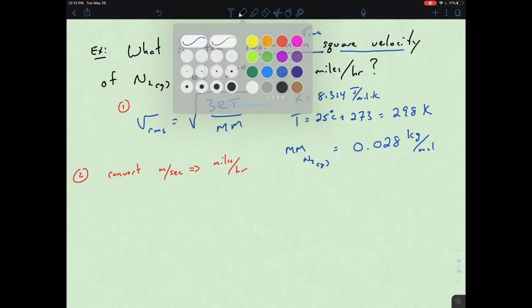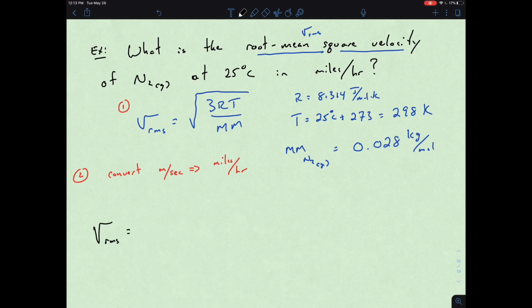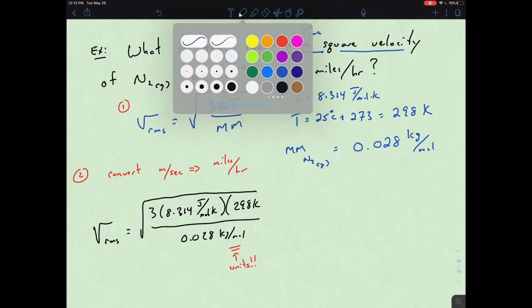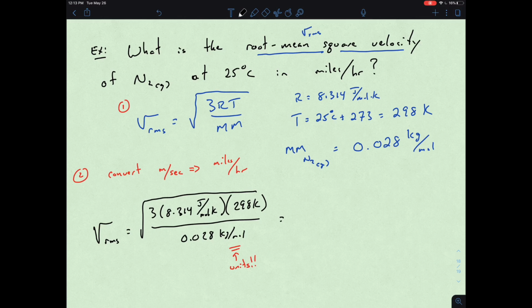So if we now plug in our values, we have 3 times our 8.314. We have our temperature, 298 Kelvin. Our molar mass, again, want to stress the units. And we end up with a root mean square velocity of 515.2 meters per second.